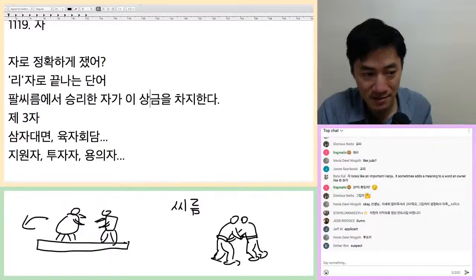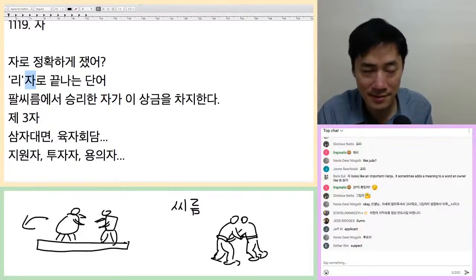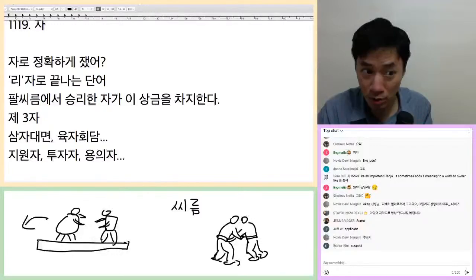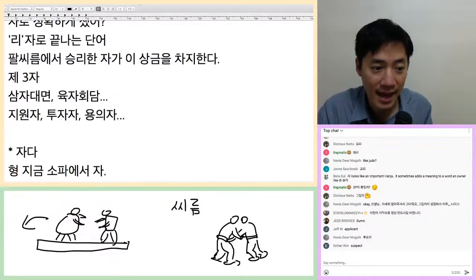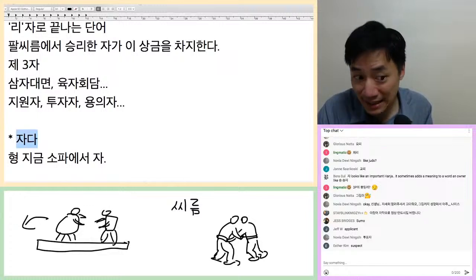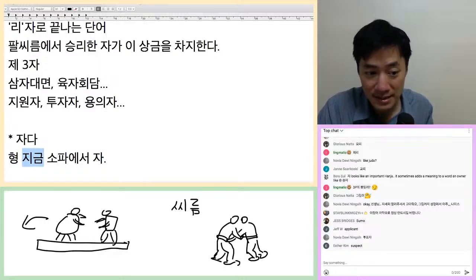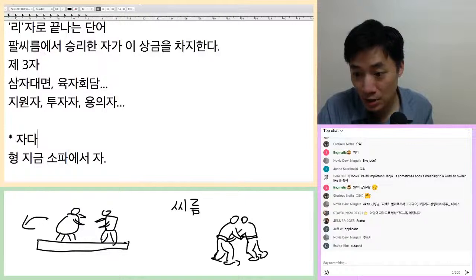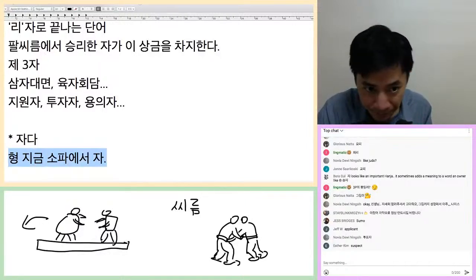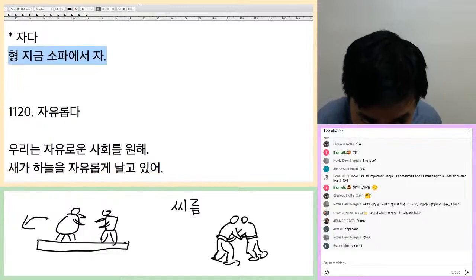And person, or letter, like a block letter or something like that, or ruler. Yeah, it has many different meanings. And there's a verb 자다, and one of the conjugations is 자. So, my brother is now sleeping on the sofa. 형 지금 소파에서 자.